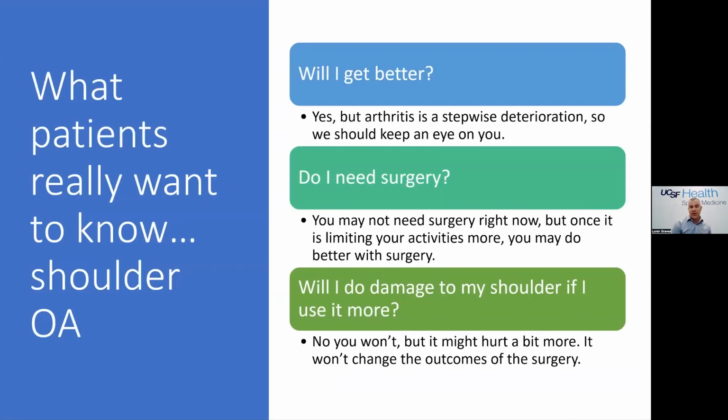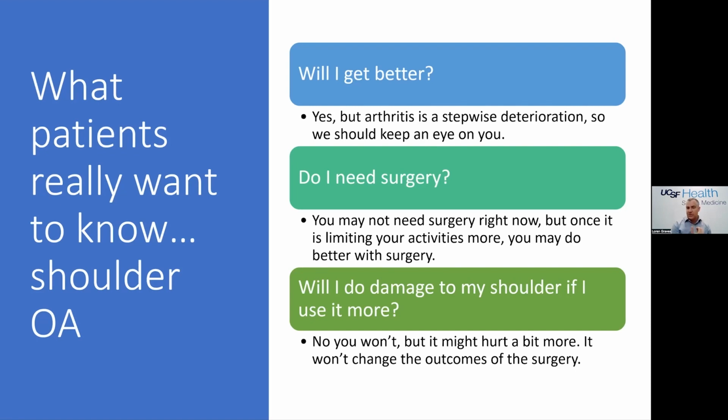What patients really want to know about shoulder OA, and then I'll stop after this and we'll transition to the exam: Will you get better? Yeah, oftentimes when we see patients with a flare of their arthritis, whether it's hip, knee, or shoulder arthritis, it's a stepwise deterioration. But we can just keep an eye on you. There's no rush to surgery.